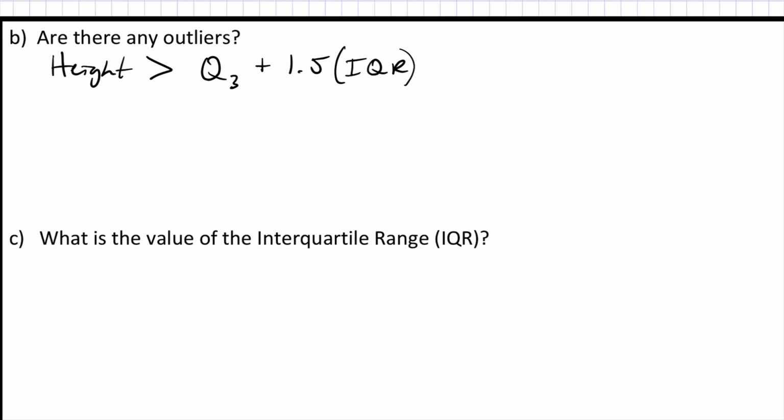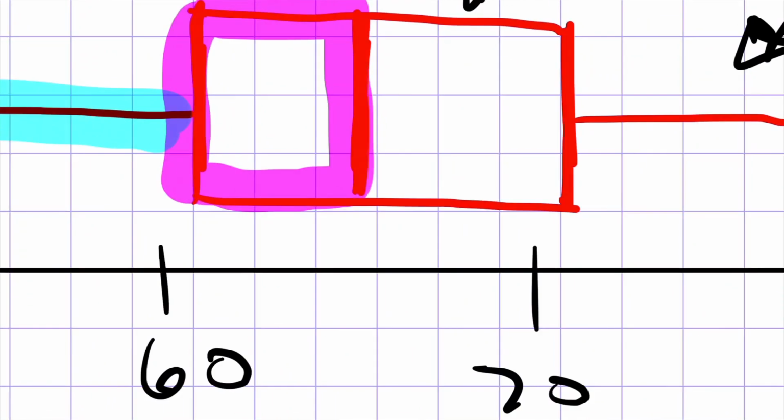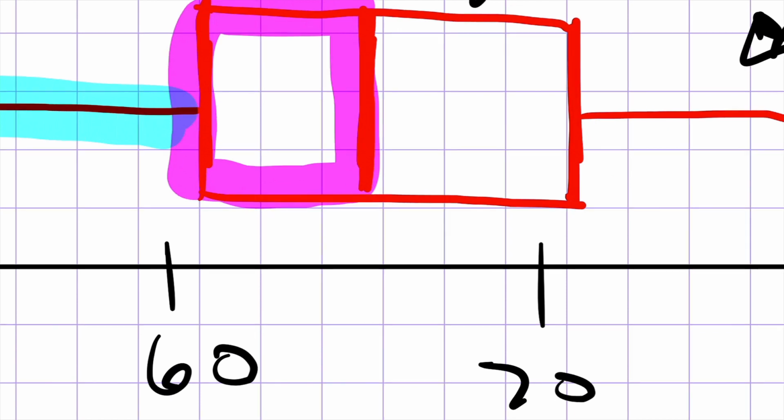Do we know what Q3 is? Yeah, we just did it, right? IQR, that's the new one. We haven't talked about IQR, we'll talk about it right now. IQR is the distance from one edge of the box to the other. How far is it from this side of the box to this side of the box? How far would I need to travel?